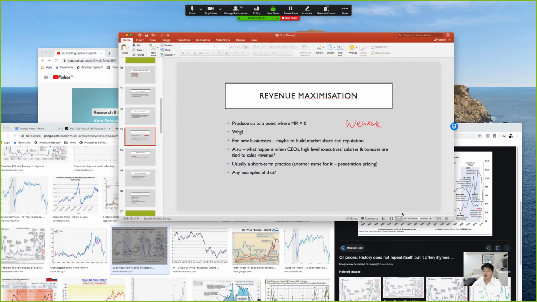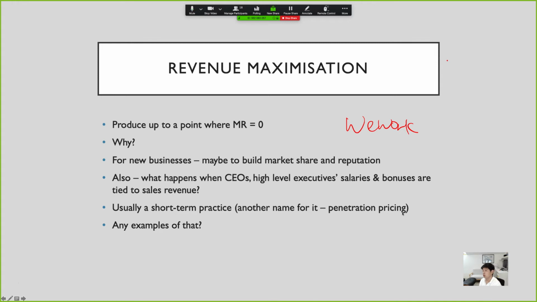In the meanwhile, let me just point out to you what kind of other firms may have revenue maximization as a strategy. I'm going to name you a couple of people, and then you tell me if you know who they are. First of all, do you know who is Robert Downey Jr.?